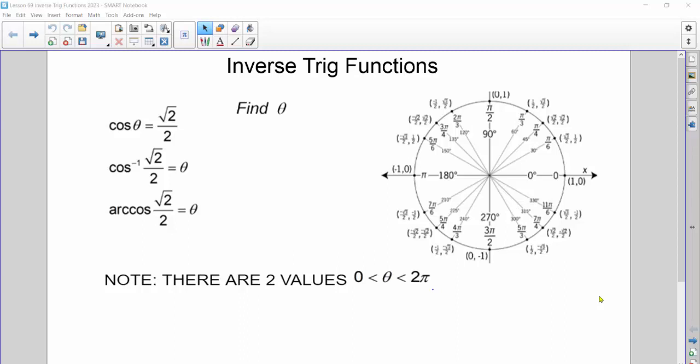Today we talk about inverse trig functions, and you did a little bit of inverse work last year in geometry. We'll try to explore that a little bit more today and add some new variations to it. So last year you were given that the cosine of an angle was equal to some number, and in this case we're going to call it root 2 over 2. And we've seen that on our unit circle over here.